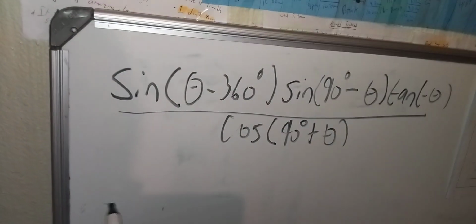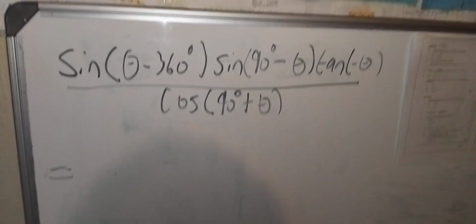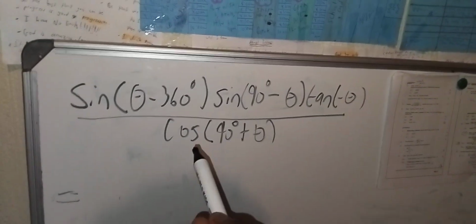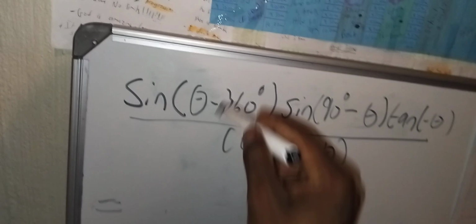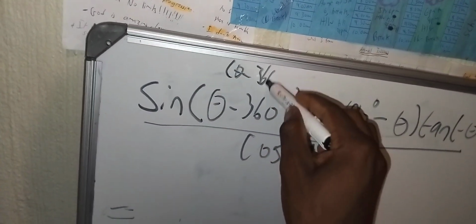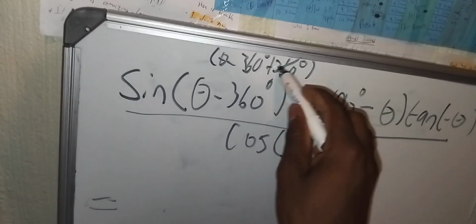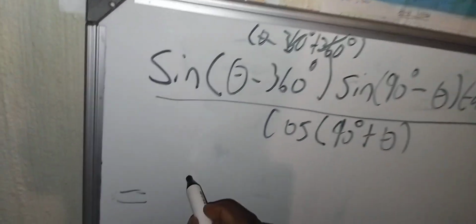So let's simplify this to a single trigonometric ratio. If we look at sine of theta minus 360 degrees, it looks funny, and we have to change that. We normally say that if it's a negative angle, we add 360. So if we add 360, it becomes theta minus 360 degrees plus 360 degrees. That means this and that will cancel, leaving you with sine theta. So we're just going to leave that as sine theta.